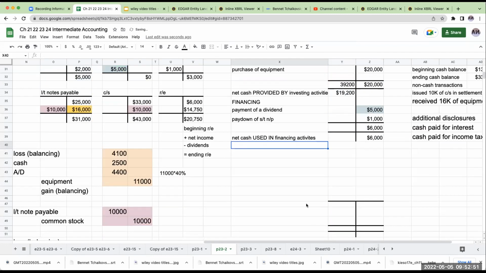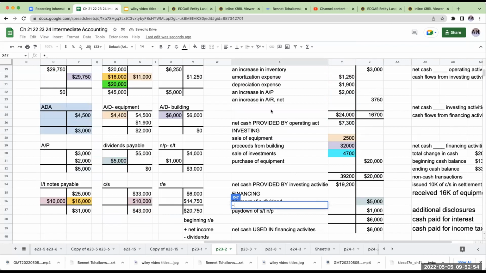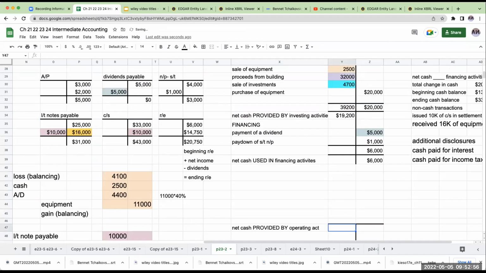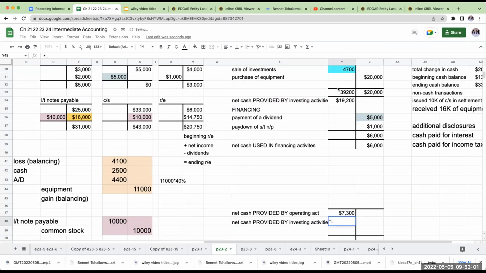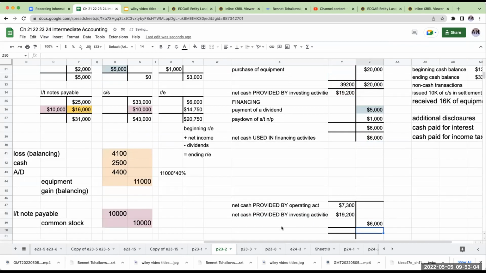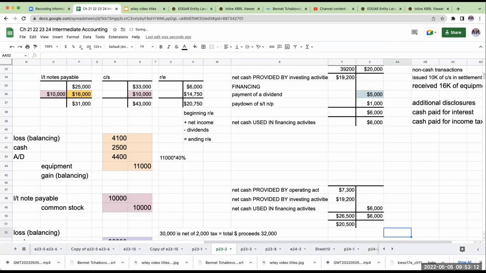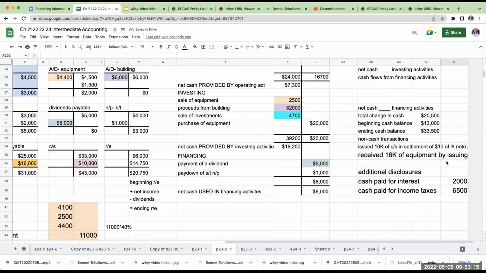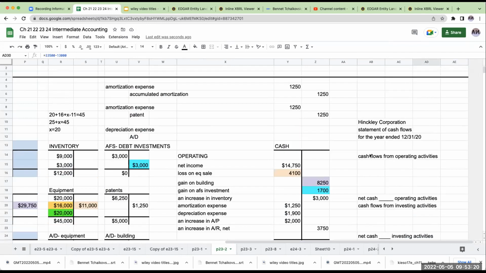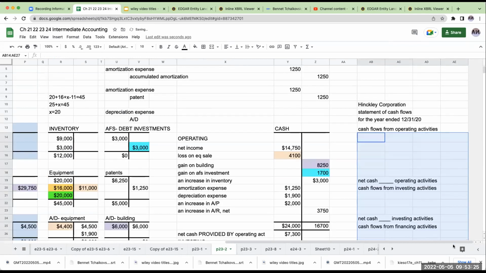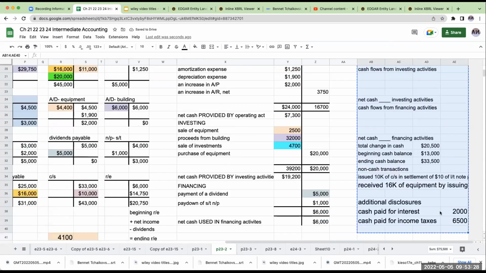Now at this point, what we want to do is check our work. So our net cash provided by operating activities was 7,300. Our net cash provided by investing activities was 19,200, and our net cash used in financing activities was 6,000. Over here for a total of 20,500. Does that look familiar? Well, it should, because it's the answer we came up with right over here. So let's go through and put the other information into our statement of cash flows.